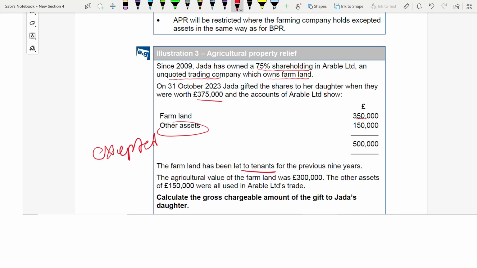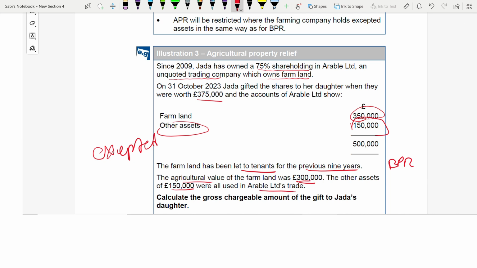Very important information: whether it is owned or let to the tenant. This is important for BPR for the previous 9 years. Agricultural value is 300,000. Other assets is 150. So out of this farmland, 350, agricultural value is 300. Other assets is 150 only. Okay. All were used in the trade.